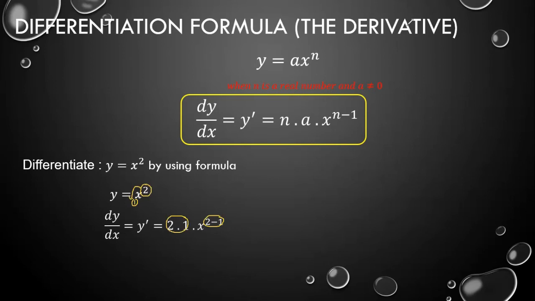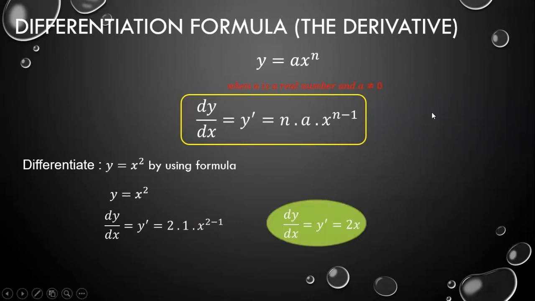Let's see, everyone. Okay. So finally, we find that dy over dx equals y prime is 2x. 2 times 1 is 2. And then x to the power 2 minus 1 is x to the power of 1. So that's why it's 1x to the power 1. So dy over dx equals y prime equals 2x. Easy, right?